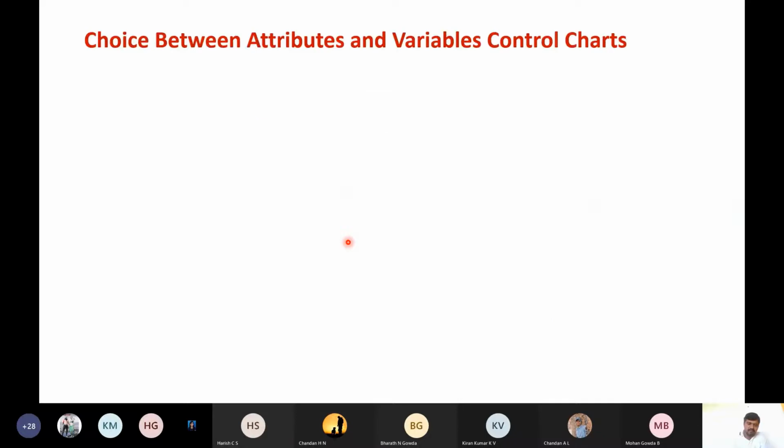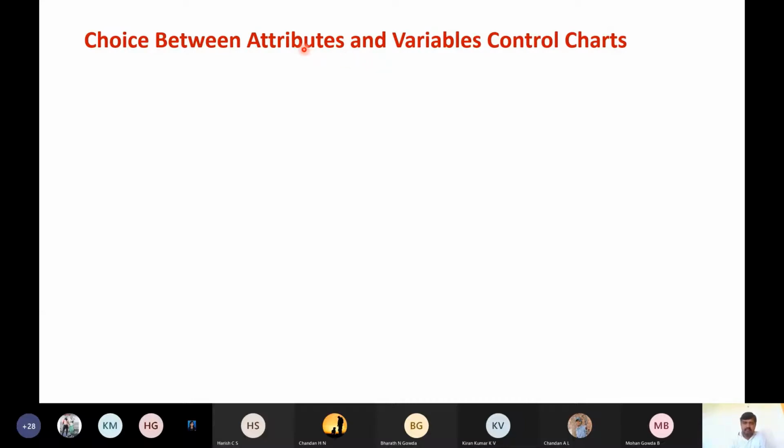Okay. So next, choice between attributes and variables control chart. So in module 2, we discussed variables control charts, that is the X bar R chart, then the X bar S chart. Okay, so they are the variables control charts. Whereas P chart, NP chart, C chart, all these are attributes control charts.